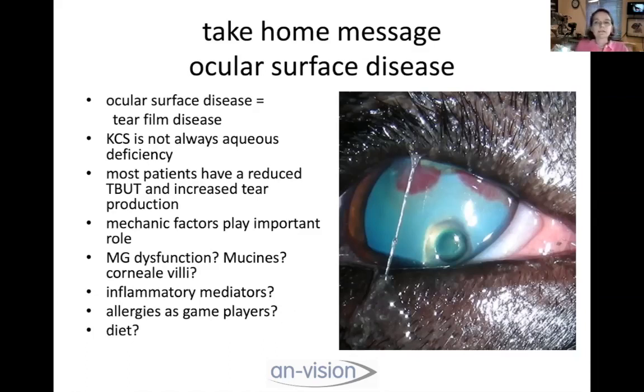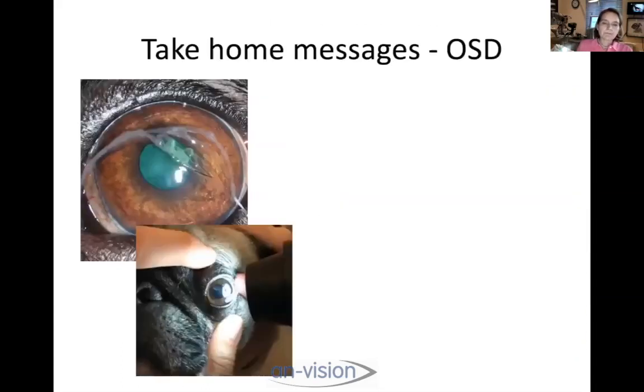The diet, does the diet play a role? Definitely, because the diet is involved with allergies, and so many dogs change their diet and their eyes get better. That's something that is just a clinical word.